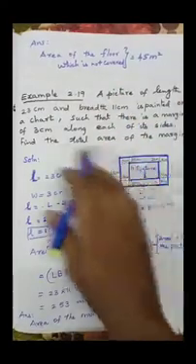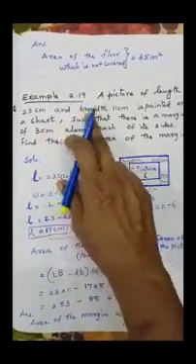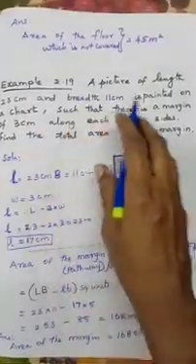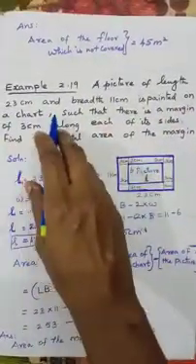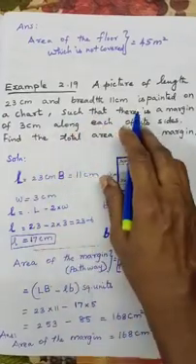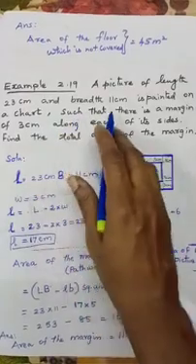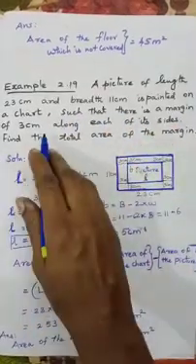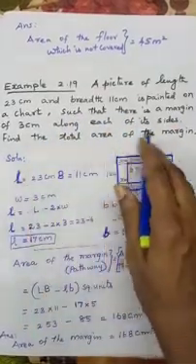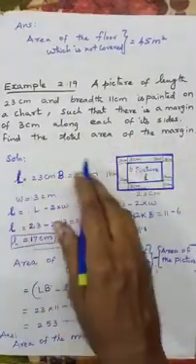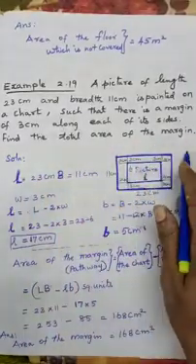Now we shall see the example 2.19. A picture of length 23 centimeter and breadth 11 centimeter is painted on a chart such that there is a margin of 3 centimeter along each of the sides. Find the total area of the margin.